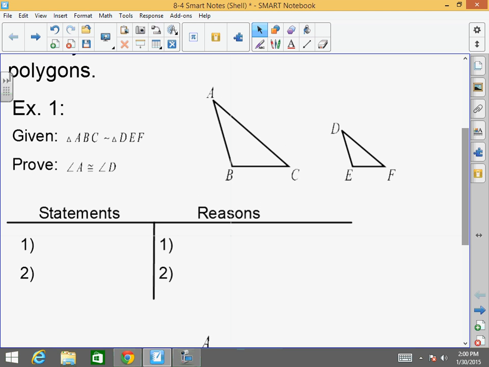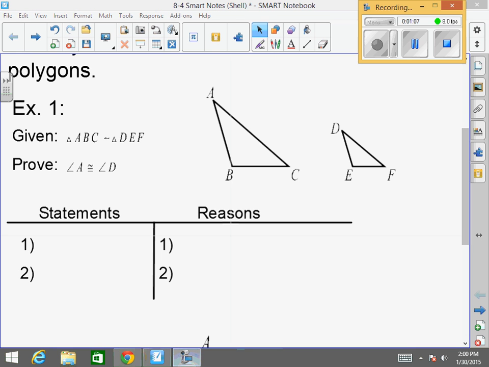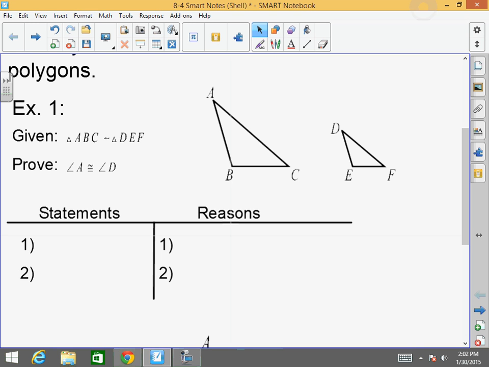So for example, number one, I tell you that triangle ABC is similar to triangle DEF. Sorry about that interrupting, guys. So triangle ABC is similar to triangle DEF. They want to prove that angle A is congruent to D. This is a no-brainer, guys, as long as you know the properties and definition of similar triangles.